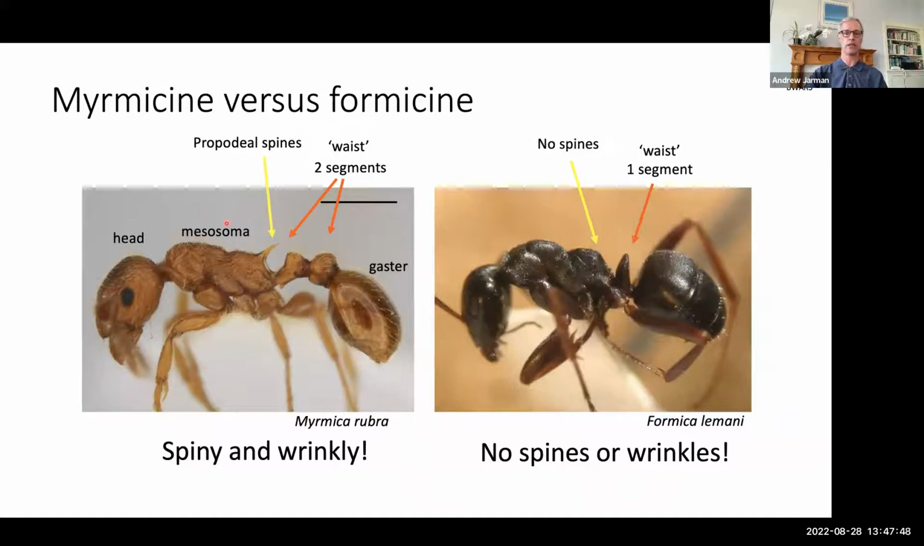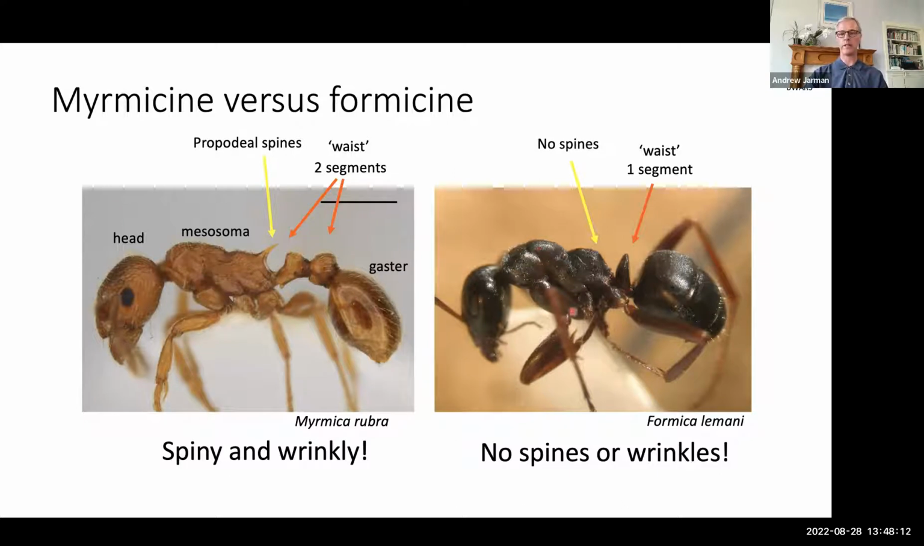But strictly it's called a mesosoma. And the reason to have those words in this talk is because you will come across them within the keys, so it's as well to get to know them as soon as you can. Myrmicine ants have a 2-segmented waist between the mesosoma and the gaster, and they also have spines on the end of the mesosoma. And they tend to be very wrinkly in their sculpture.